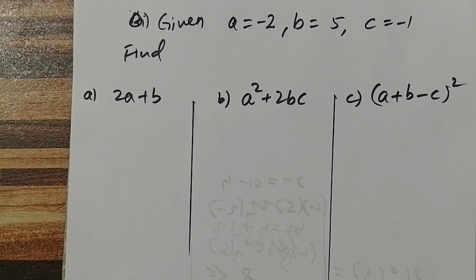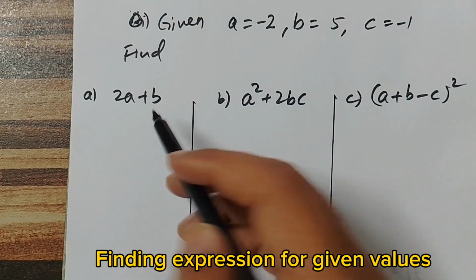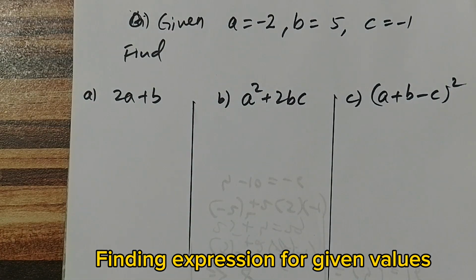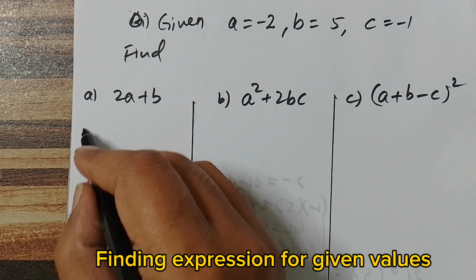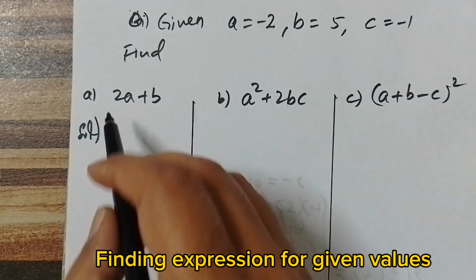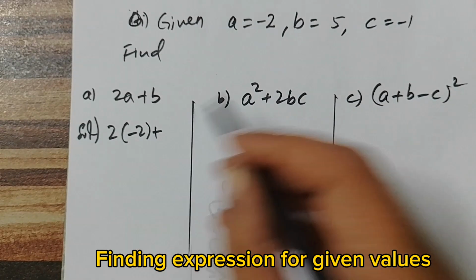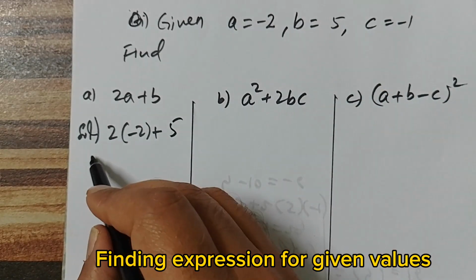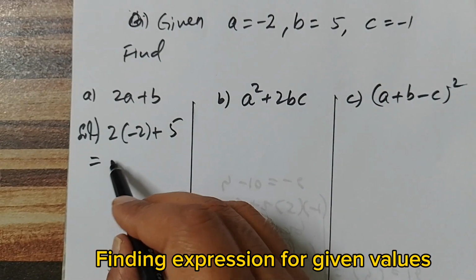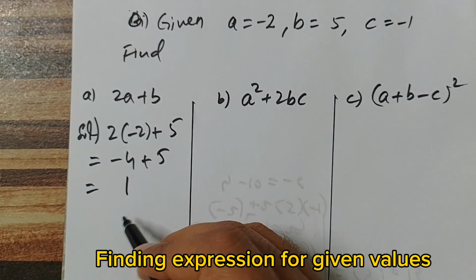The next question is, we are given the values of a, b and c, and we have to find the value of 2a plus b, a square plus 2bc, and (a plus b minus c) whole square. So if I put the values in the first expression, the value of a is minus 2 and the value of b is 5. 2 times minus 2 is minus 4, minus 4 plus 5 equals plus 1.